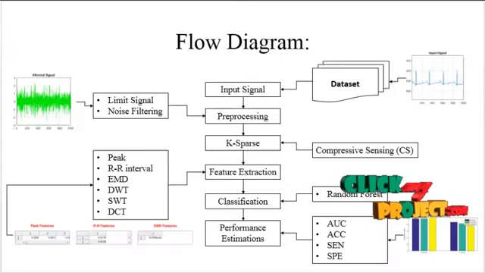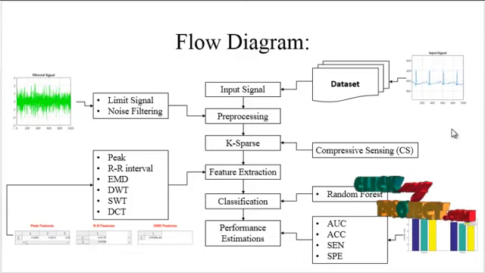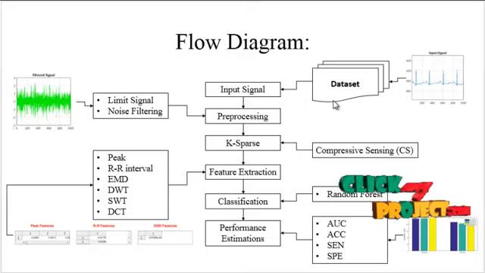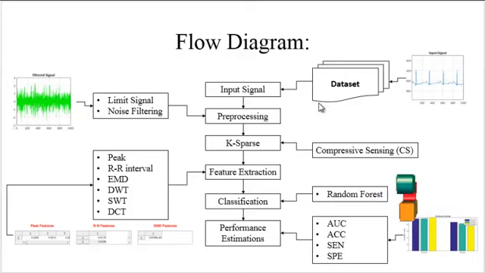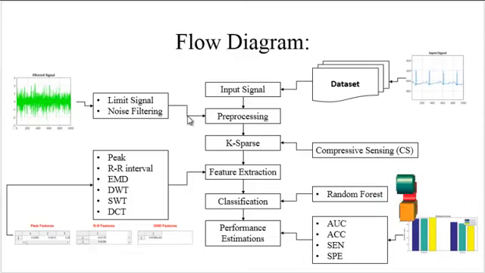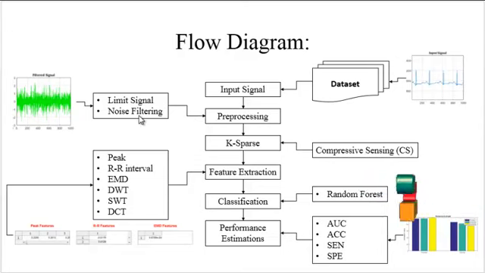Now we are going to discuss the flow diagram of the process. This is the overall working flow. At first, the input signal is taken from the dataset. The dataset consists of both normal as well as abnormal signals. After getting the input signal, it goes for pre-processing. In this pre-processing step, we have two kinds of steps: one is signal limiting and the other is noise filtering.